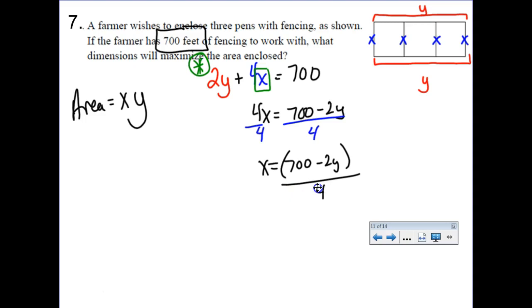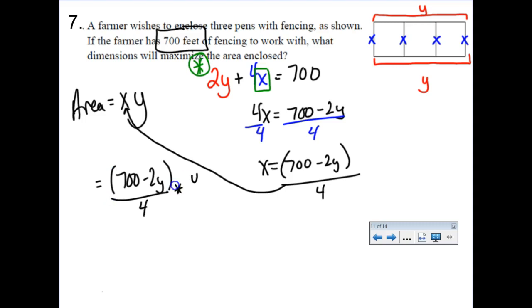Now, I kind of regret letting you have free reign on this. I almost wish you would have solved for the other variable, but that's okay. We can work with it. I need you guys to remember what we're solving for when we get to the calculator, okay? So x equals this. You can plug that in right there. So the area formula is 700 minus 2y over 4 times y.